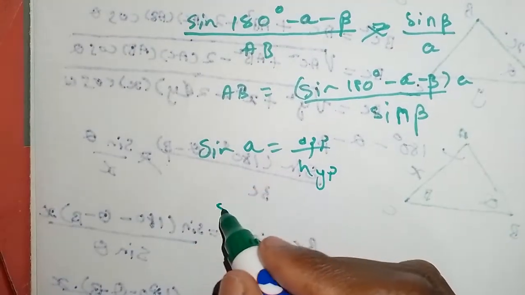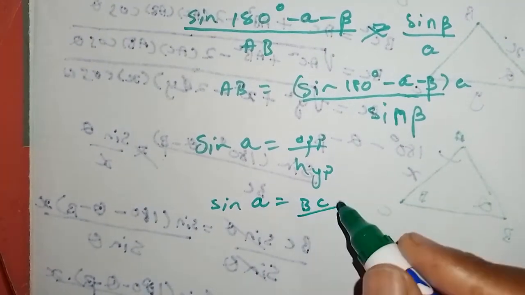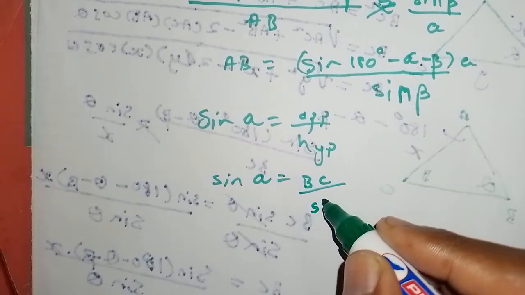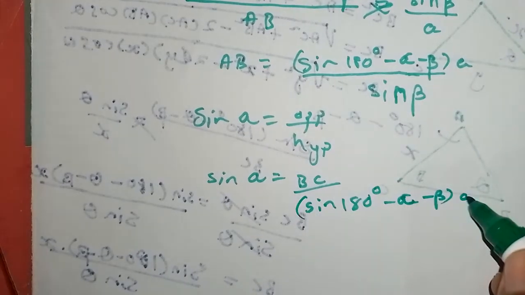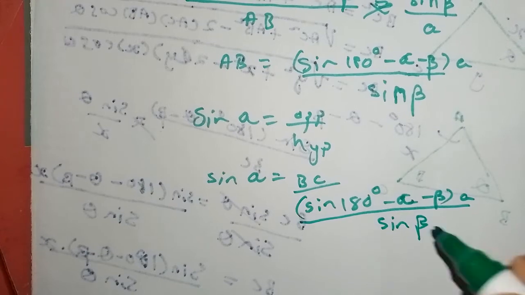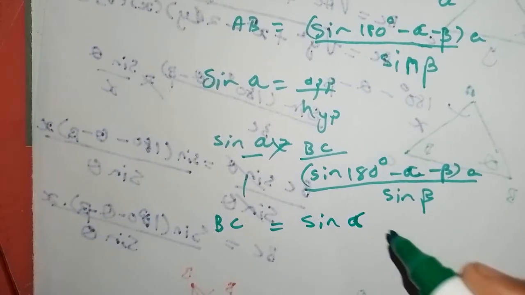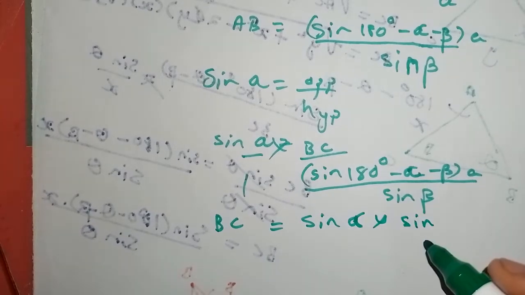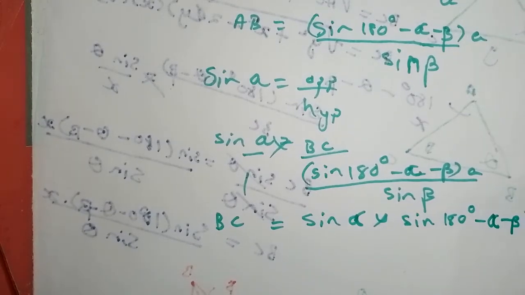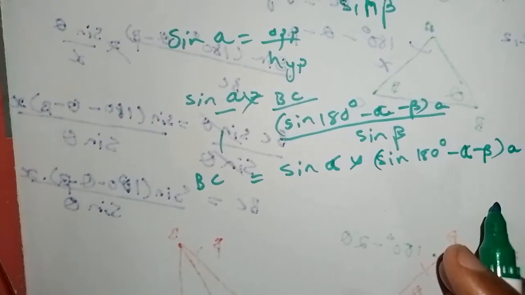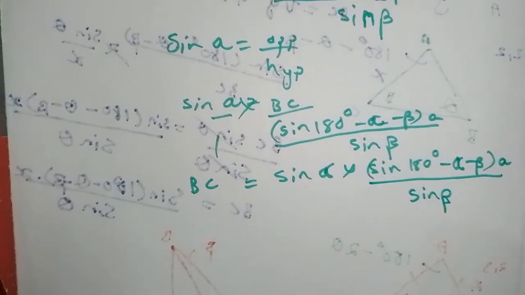Then what is my sine of alpha equal to? What is my opposite? It's BC, right? My hypotenuse is what I got: sine of 180 degrees minus alpha minus beta, multiplied by A, which is your side, all over sine of beta. When I cross multiply, BC is equal to sine of alpha multiplied by sine of 180 degrees minus alpha minus beta multiplied by A, all over sine of beta. That is my solution now.